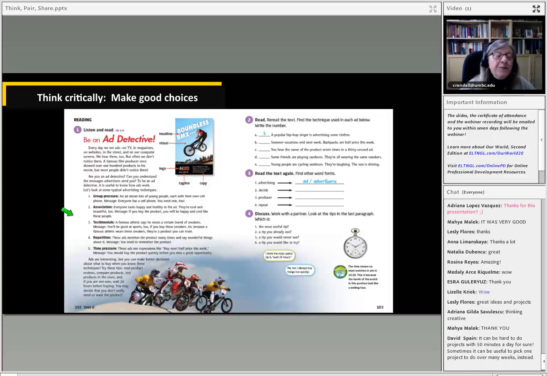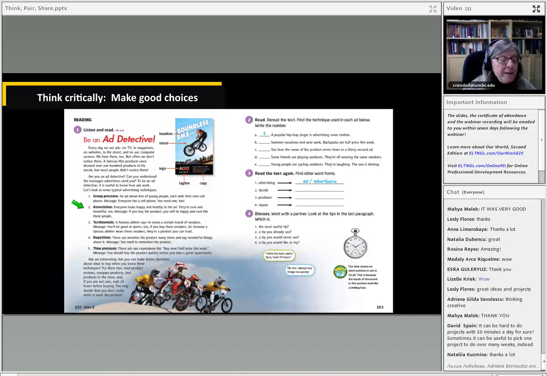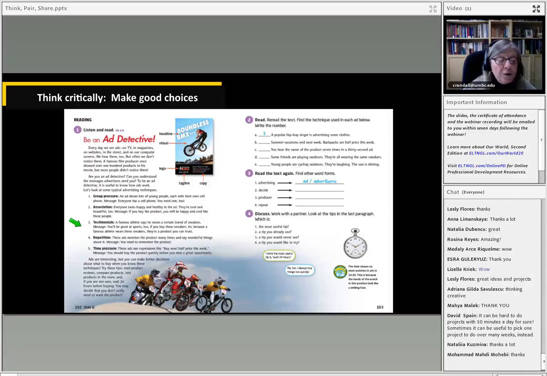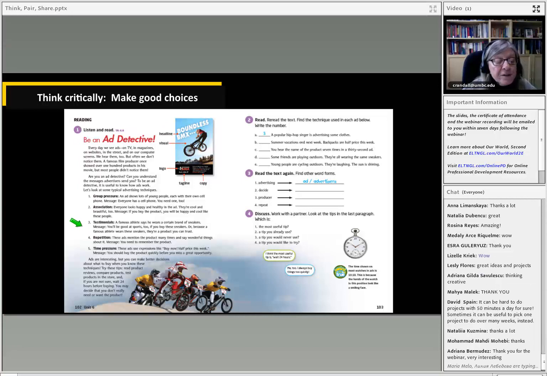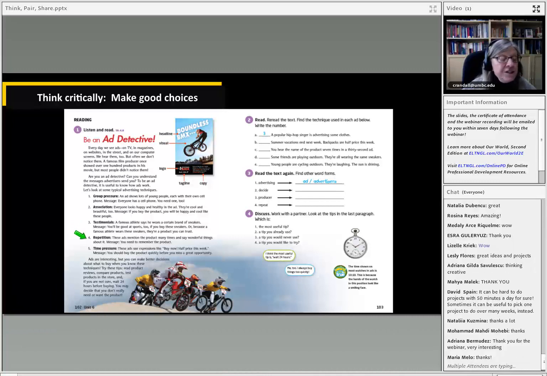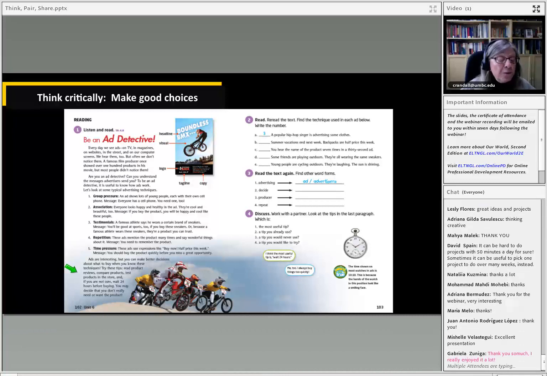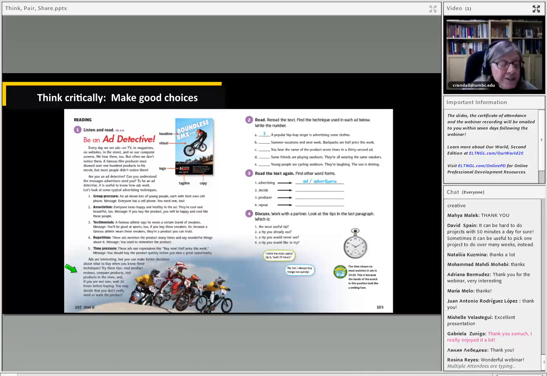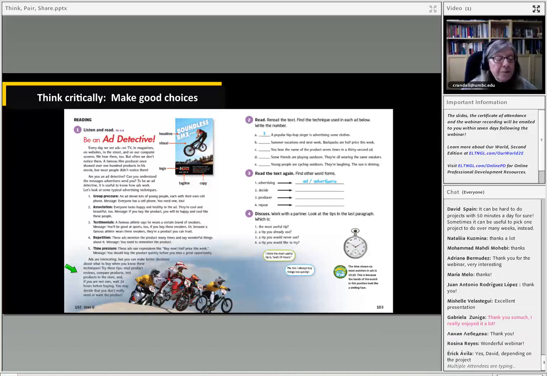And then finally, thinking critically and making good choices. This is a wonderful reading, talking about all the ways that advertising people get us to buy things that we probably don't need. And first, it talks about the 5 ways: group pressure, where everybody else has it; association, if Michael Jordan is wearing them, you need to have shoes that are like his; testimonials of people who say, "Oh, I tried this and it was wonderful." Repetition, to keep hearing the ad over and over again; and then time pressure. And then the learners learn about ways to actually make sure that they don't succumb to these particular pressures.